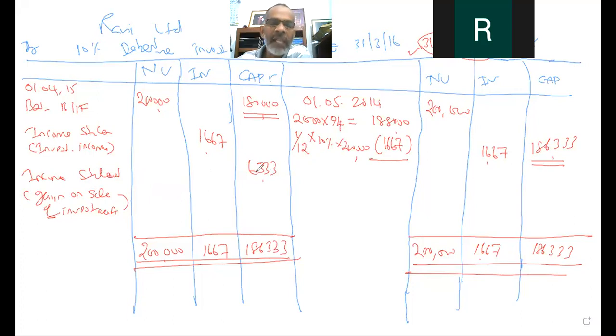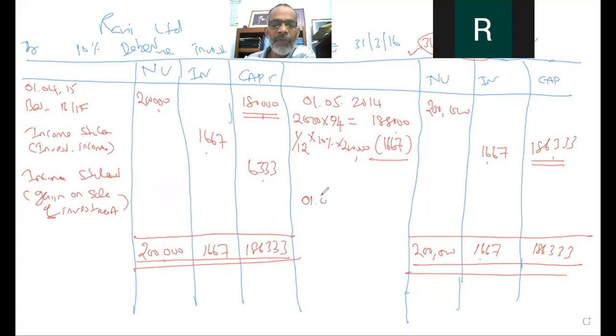If there is no sale, there is no gain of 6,333. But whether there is a sale or not, if you are receiving income from the investment, that is called investment income, dividend or interest. Are you okay? Do you understand the difference between these two? I will ask a question.